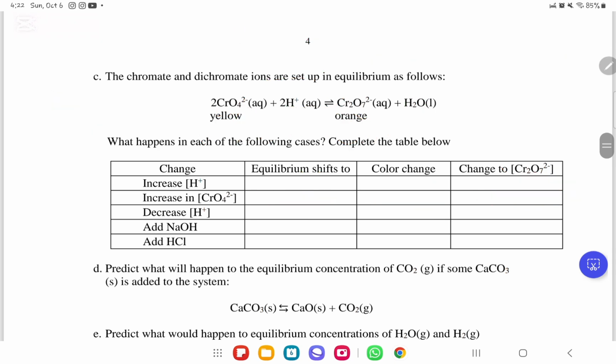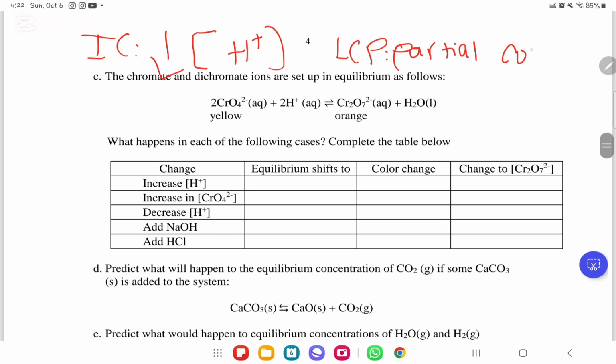Now, if we're decreasing the concentration of H+, let's do the steps again. Imposed change: what is the imposed change? It is that we're decreasing the concentration of H+. According to Le Chatelier's principle, there is a partial counteraction.